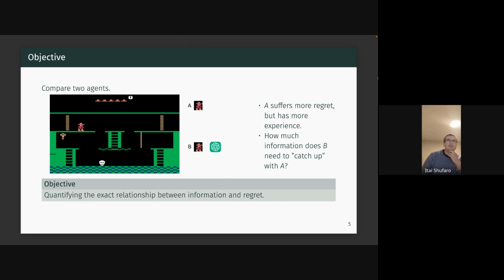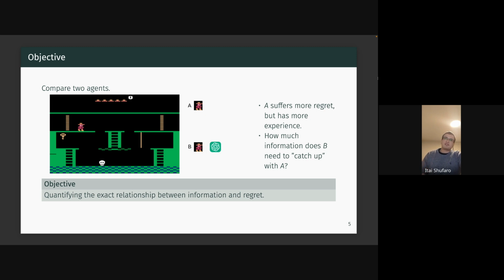If we look at this more formally, let's compare two agents, agent A and agent B. Both agents interact with the same environment. However, we have a key difference between these two agents. Agent A is allowed to play more rounds with the environment, thus he has more experience, but he suffers additional regret. Now, agent B has not yet played any rounds with the environment, so he has no experience. However, he is allowed to query an external knowledge provider, for example, our foundation model, and he is allowed to query information from it as much as he would like.